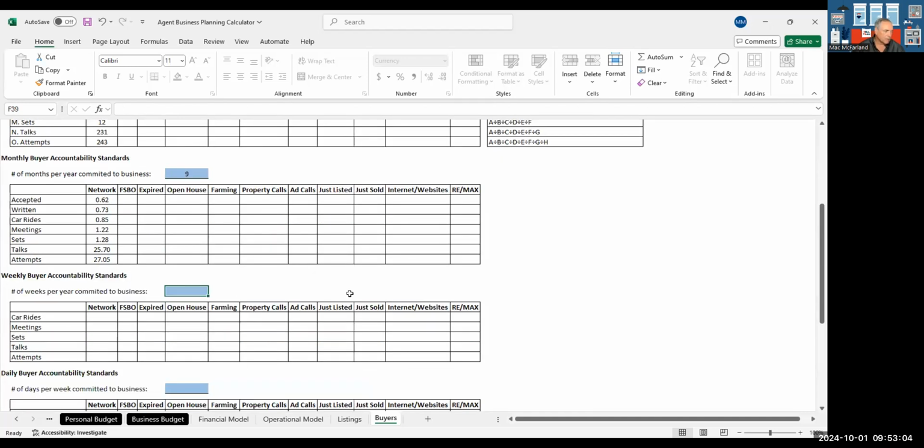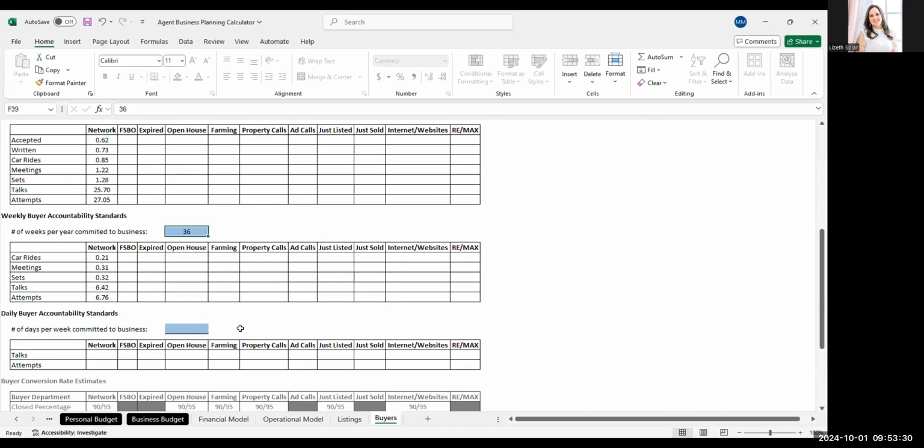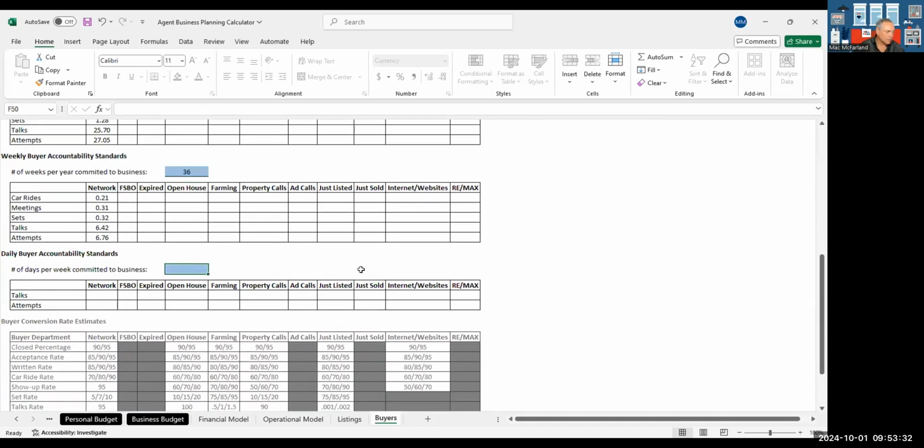And then when you go here, the weekly buyer accountability standards, number of weeks per year committed to business. So if there's 52 weeks in a year, and then I'm going to do 4 times 9, that's going to be 36, right? Okay, so 36 weeks, you said? Yes, 36 weeks. And how many days of the week do you want to be committed to business? I'll do 4.